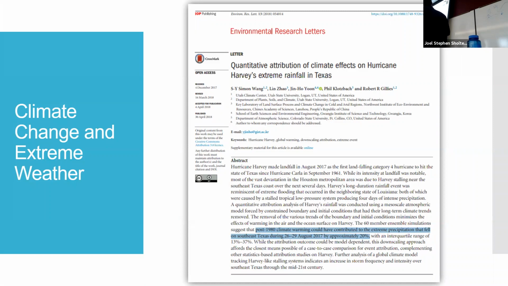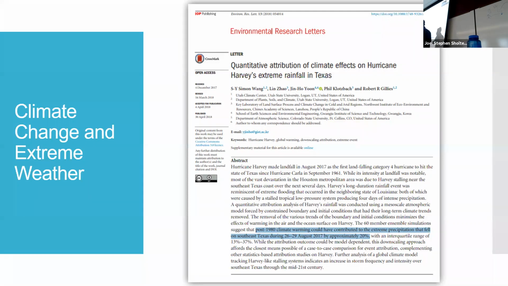So there was a climate attribution study, quantitative attribution of climate effects on Hurricane Harvey's extreme rainfall in Texas. What they ended up doing is you can model a hurricane. You can create a numerical model that says, okay, here's our hurricane. We feed it heat. It requires three-dimensional numerical modeling to do a hurricane. And you can see what would happen if the water vapor in the atmosphere and the temperature were a little bit different, right? How much flooding would have actually happened.